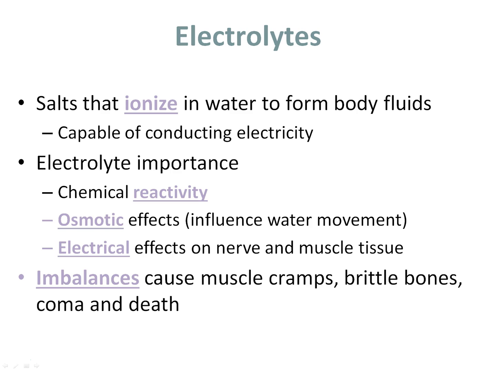They're very important. They allow us to have chemical reactivity, so they're important in chemical reactions. They have osmotic effects, so that means they influence water movement in and out of the cells. And they have electrical effects on nerve and muscle tissue, and we'll learn about how nerve and muscle conduct electrical impulses later this semester. So imbalances in electrolytes can cause cramps, brittle bones, coma, and even death. So electrolytes are pretty important.